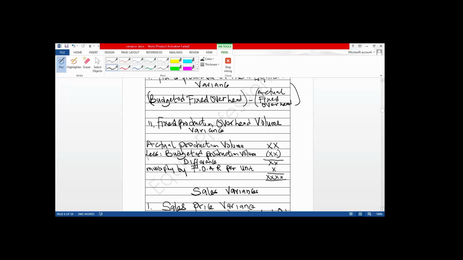You can also have cost per liter and cost per unit. Material cost per kg is different from material cost per unit. You got to try to understand it. We are done with all the cost variances.